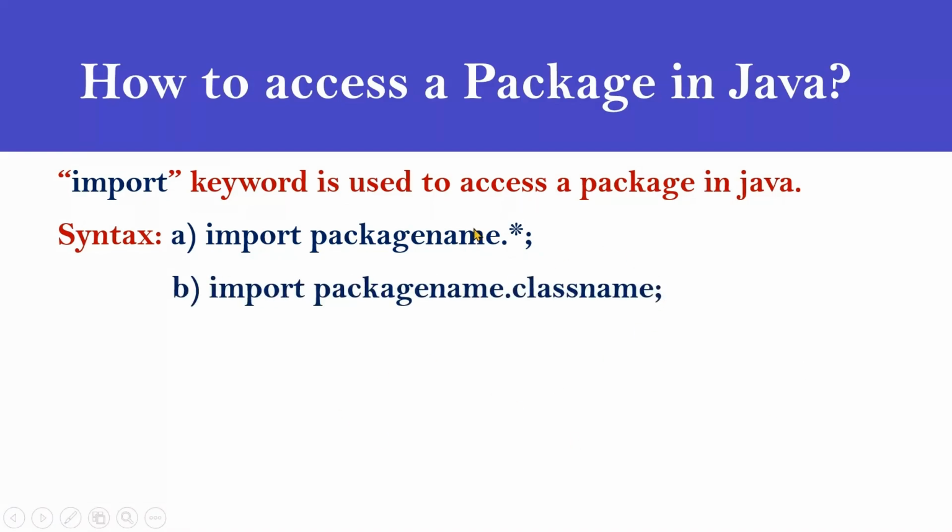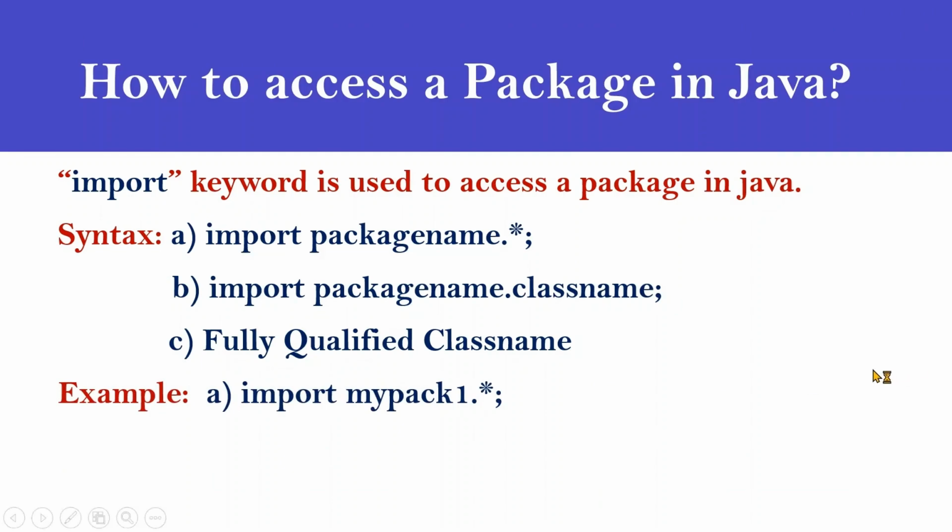Now if I don't want all classes, I want only a specific class, you can follow this syntax: import package name dot class name. A single class you can import like this, followed by a semicolon. Then if you don't want to write the import keyword, you can use the third category called fully qualified class name. That means you can write package name dot class name everywhere you use that particular class name.